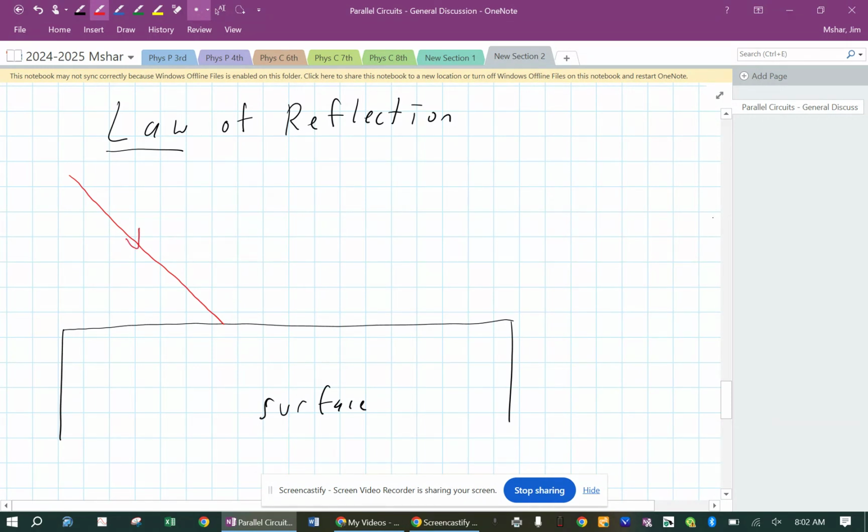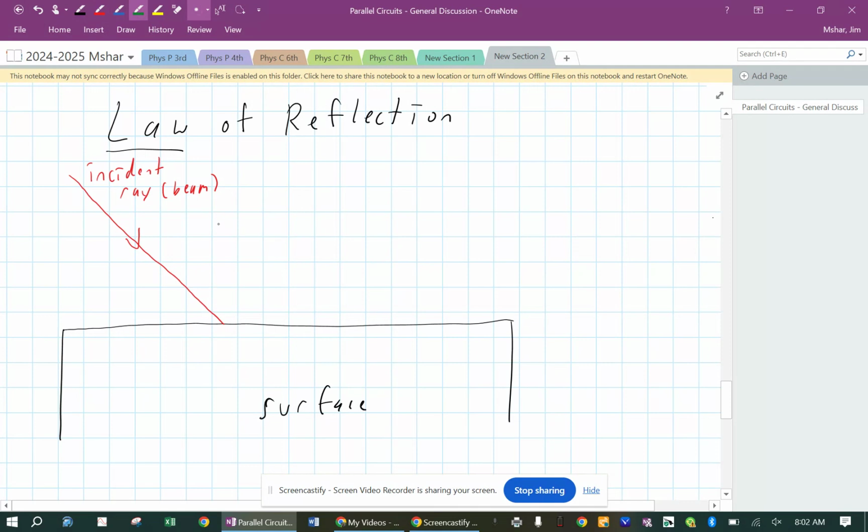So we call this the incident beam or ray. Yeah, and you'll hear me say both. So the incident ray or incident beam, okay? It just means the beam that's hitting. So what we do is we draw something called a normal line.